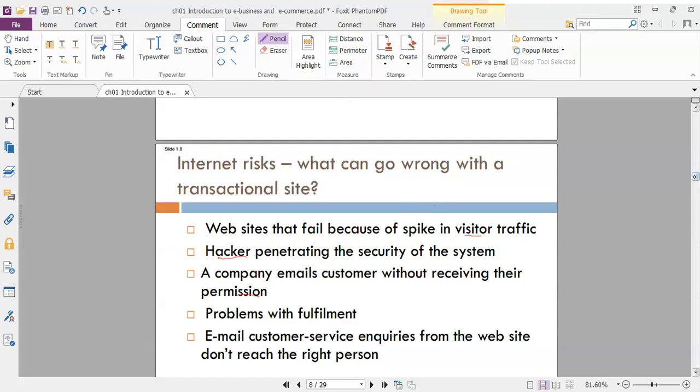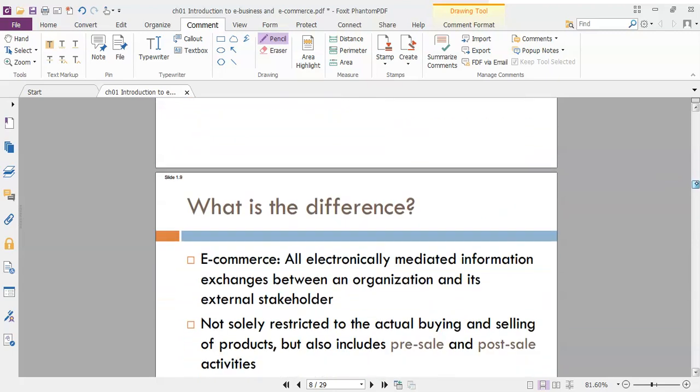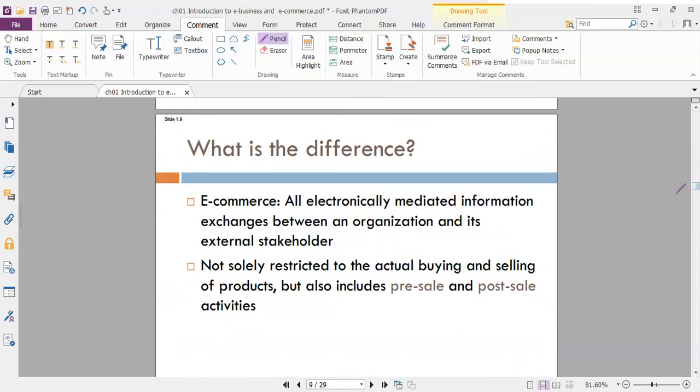If we look at the e-business, what is the difference between e-business and e-commerce? E-commerce is all electronically mediated information exchange between an organization and its external stakeholders. The information exchange, we call it e-commerce. E-business is the application. So what is the information exchange between the organization and external stakeholders?